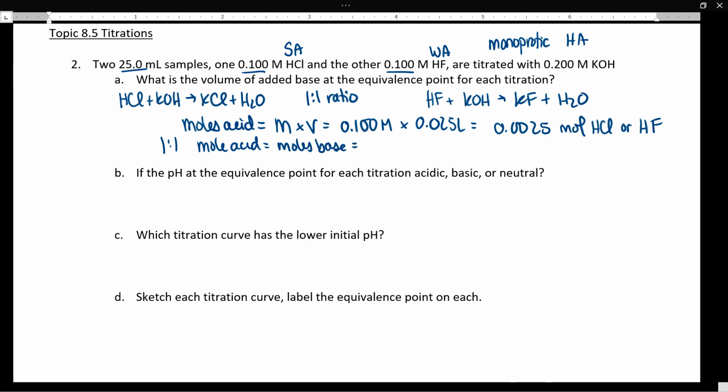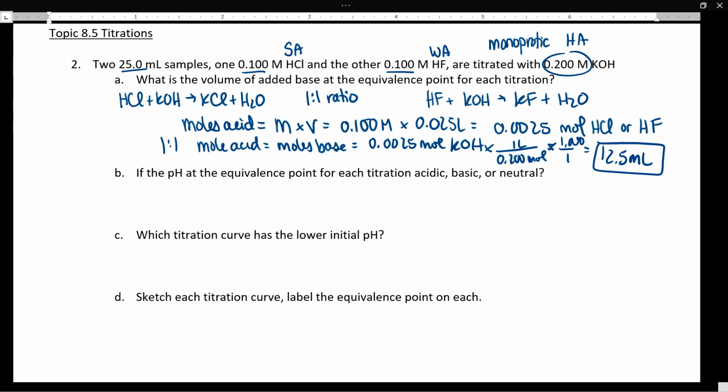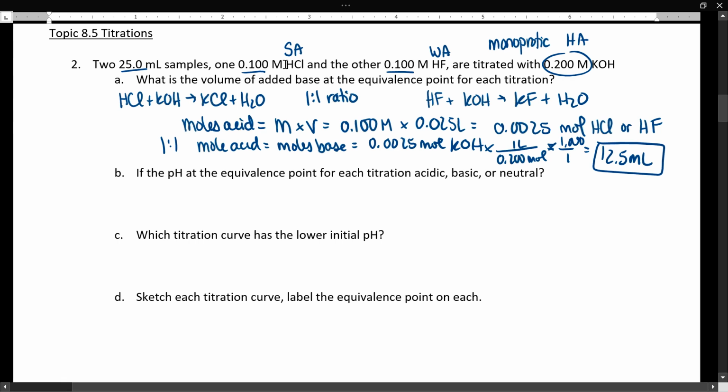So that means in both cases you need 0.0025 moles of KOH to neutralize your sample. And we know the KOH has a molarity of 0.2 moles per every 1 liter. That's one way we can write molarity there. So you get 0.0025 divided by 0.2, times 1,000, and that gives you 12.5 milliliters. So a key thing is that for both of these samples, even though one's a strong acid and one's a weak acid, since they have the same volume and same molarity, it's going to take the same amount of base to reach the equivalence point. So in both cases, it takes 12.5 milliliters.